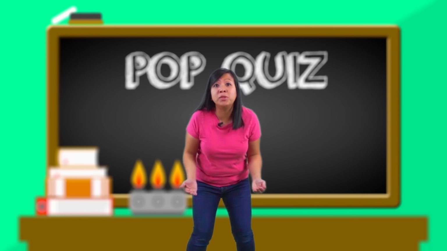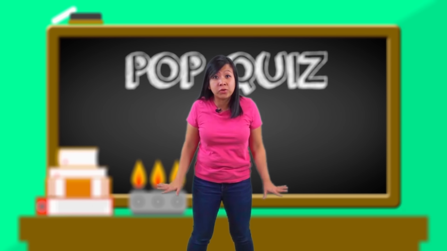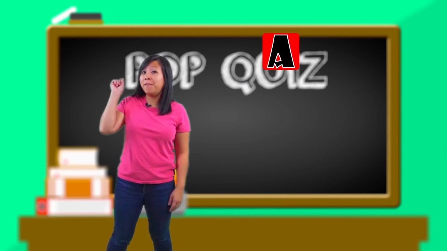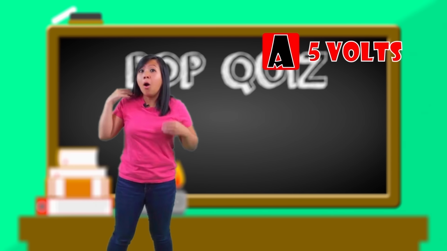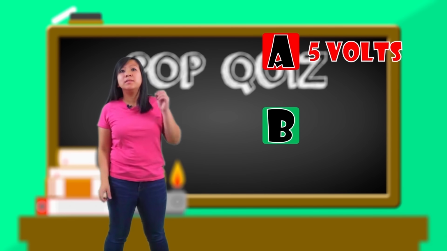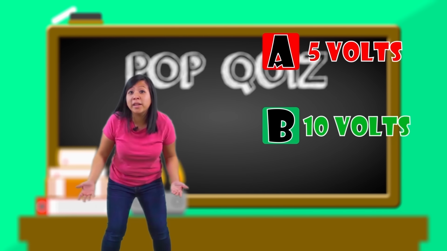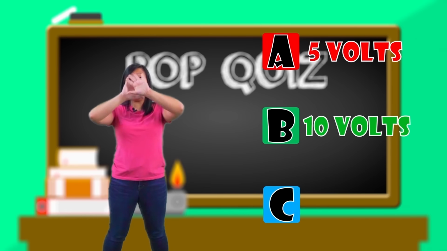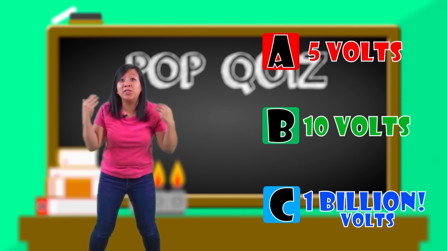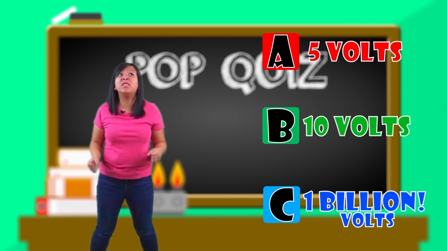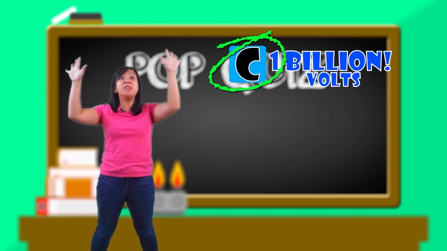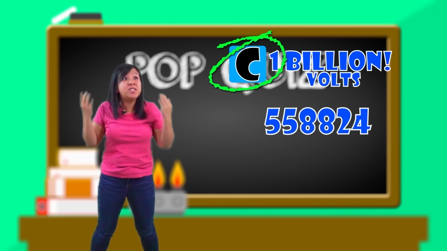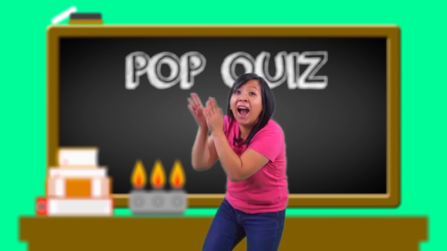Question number three. Lightning can carry up to how many volts of electricity? Is it A, 5 volts? Or is it B, 10 volts? Or is it C, 1 billion volts? Did you guys guess the answer? It is C, 1 billion volts. That's such a huge number.